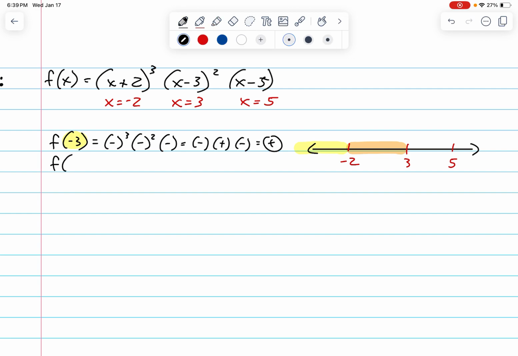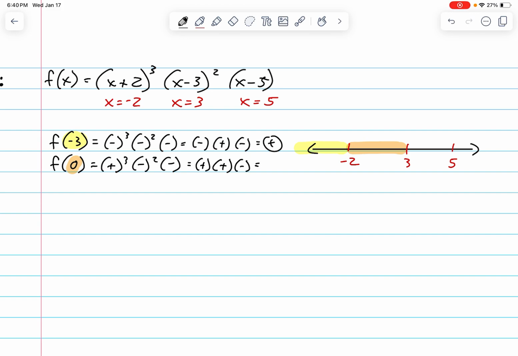Next, I choose this area right here in orange. I'm going to pick a number that's in that range. I like to pick 0 whenever I can. It makes my computation a little bit easier. So here is my positive cubed, negative squared, negative. Plugging in a 0 to this factor gives me a positive result. Plugging in a 0 to this factor gives me a negative result, and this one also gives me a negative result. Positive cubed is a positive, negative squared is a positive, and here's my last negative, and that will give me positive times negative, a negative.